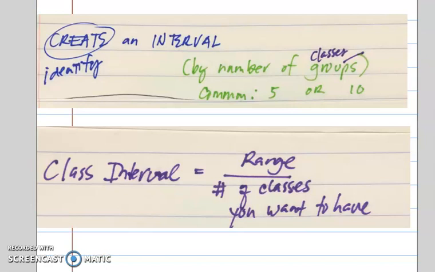Also, we need to know how many groups we are going to create, how many bars in the histogram you want to make, either 5 or 10. We call them groups or classes. So to find the interval, we find a range and we divide it by the number of classes or groups we want to have, either 5 or 10. Or you could number it out. It depends on what you want. But mostly it's 5 or 10.